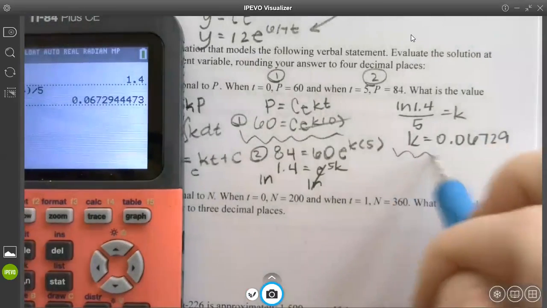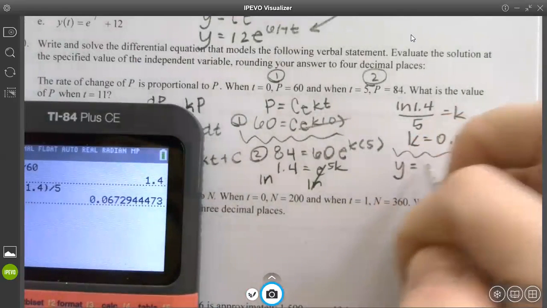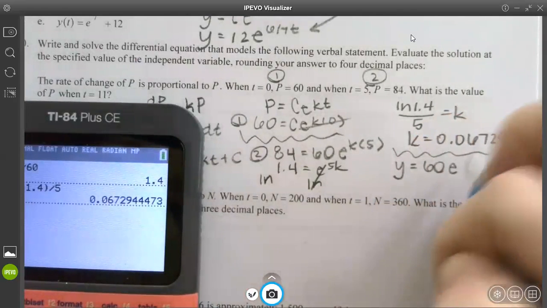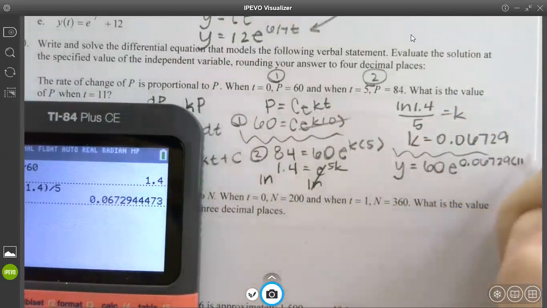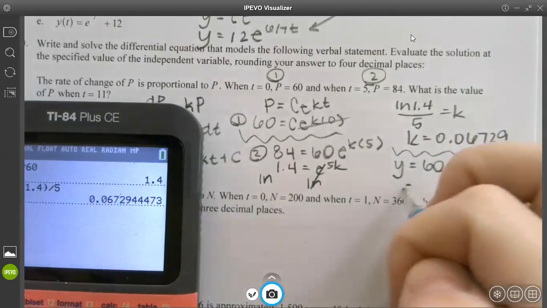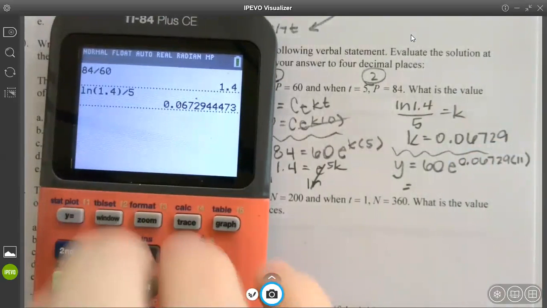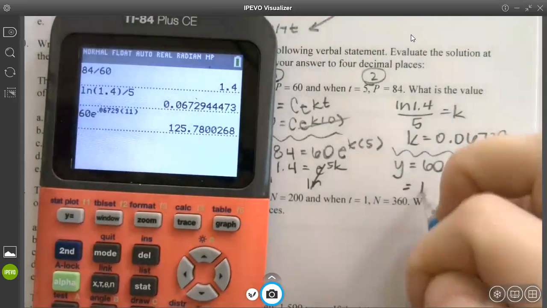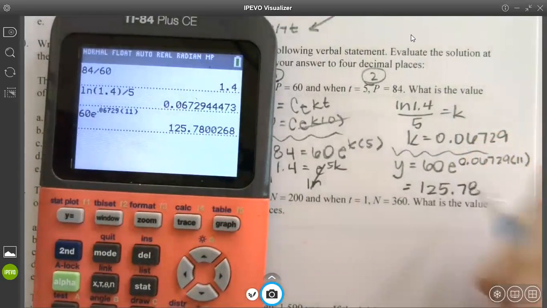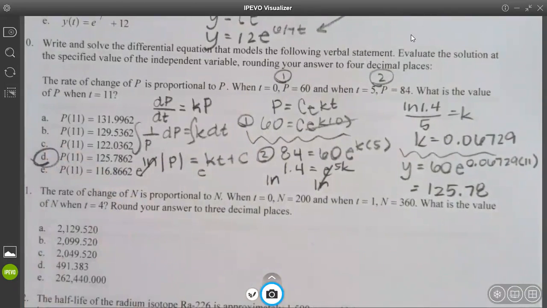And then the last thing says, what is the value of P when T is 11? So we plug it in. P equals C, which was 60, e to the k, which is 0.06729. Our new T is 11. When you put that in your calculator, 60 e, nope. 0.06729 times 11 gives you 125.78. That's it.